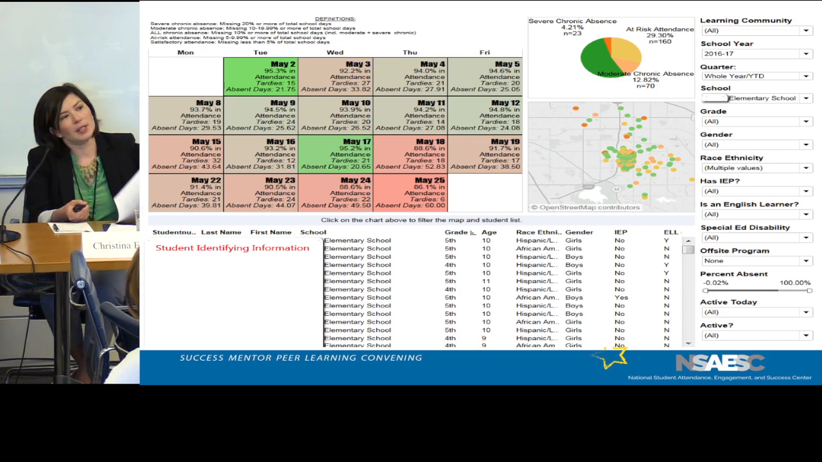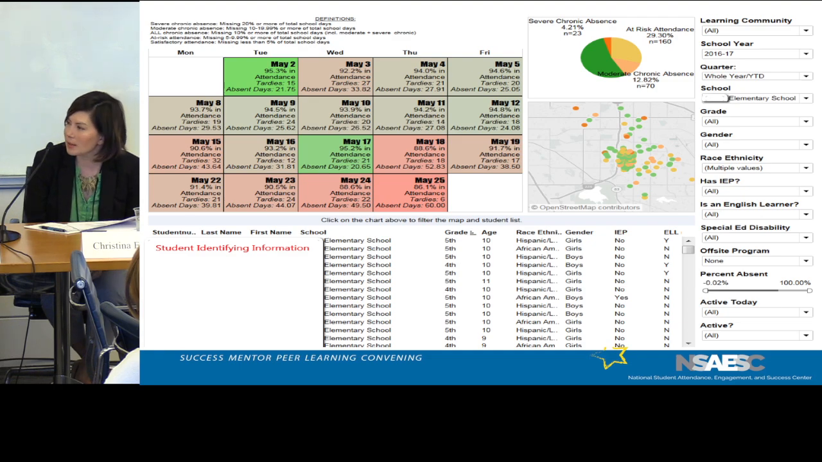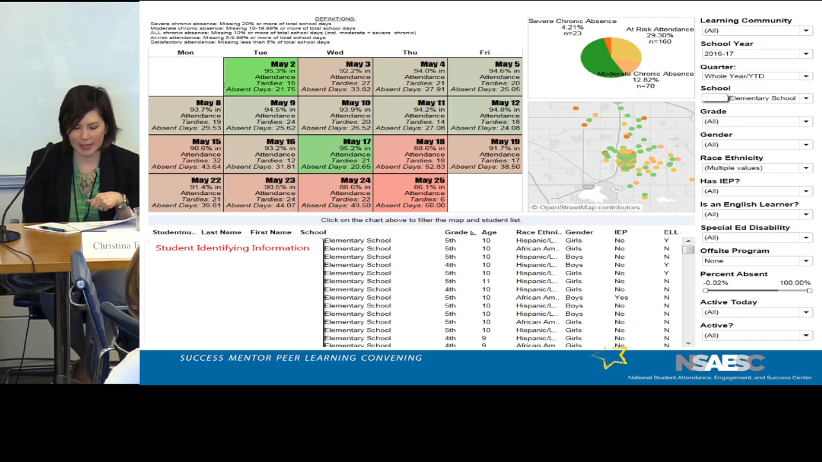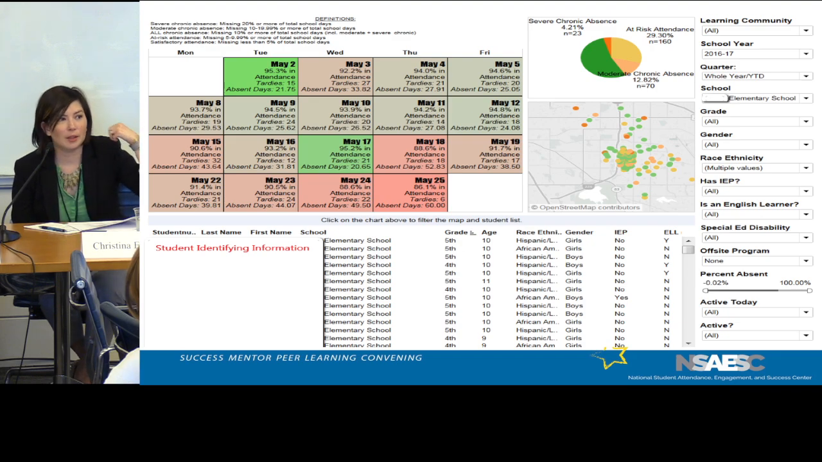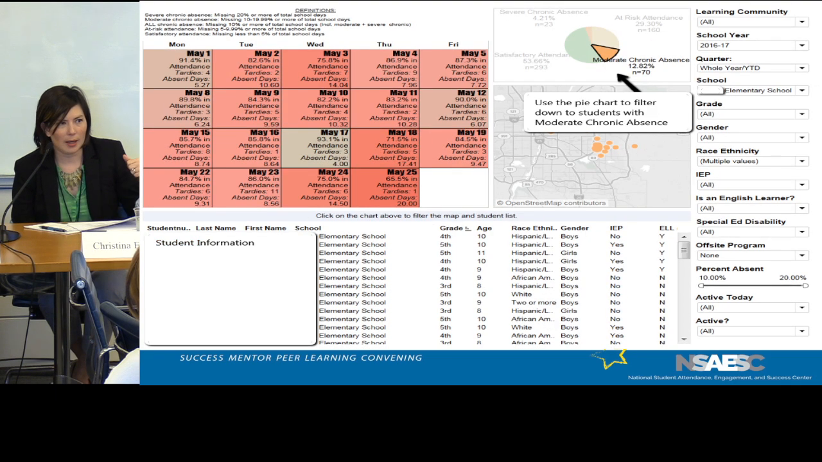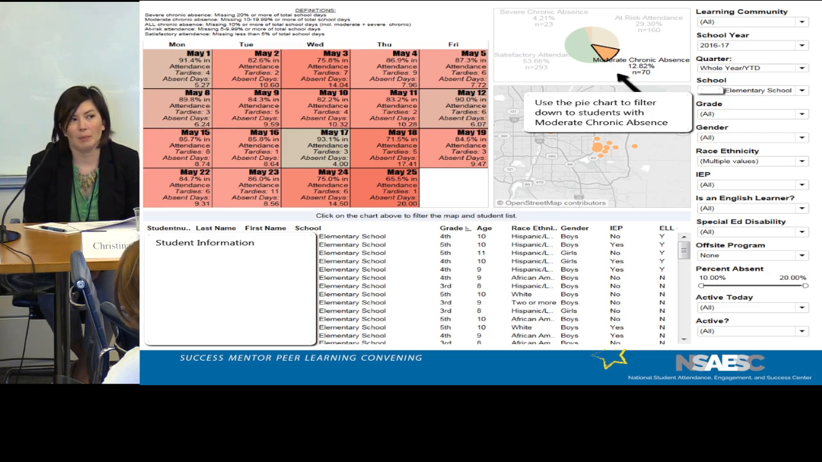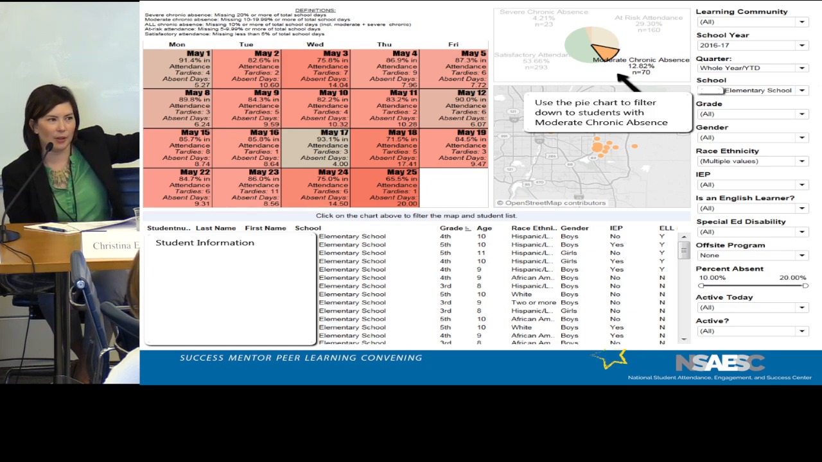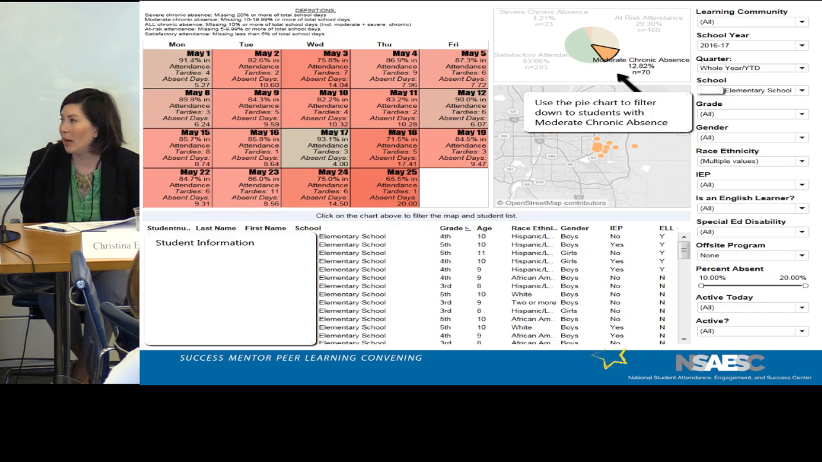Then this one is looking more deeply at attendance. This is a student list, and we have calendared out attendance. And then, like the previous dashboard, you can use the charts, the map, and the calendar to filter the student list. So here we go. I filtered the dashboard for kiddos with moderate chronic absence. And now the calendar is displaying attendance patterns for just those students who have moderate chronic absence.